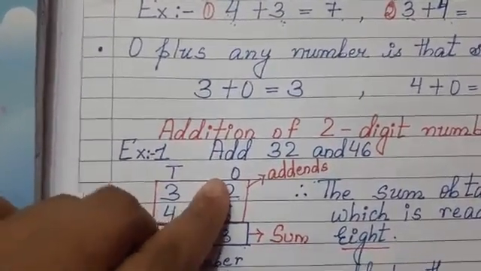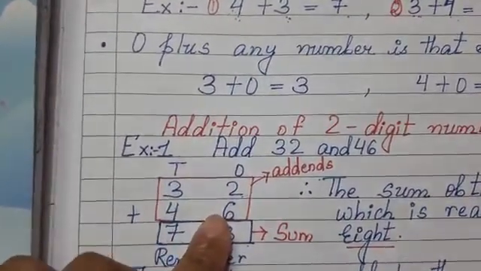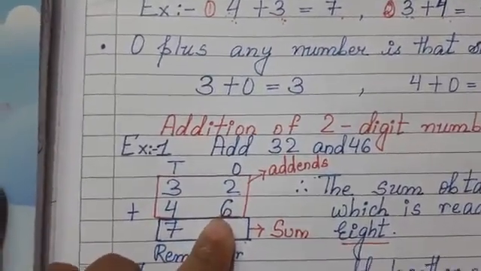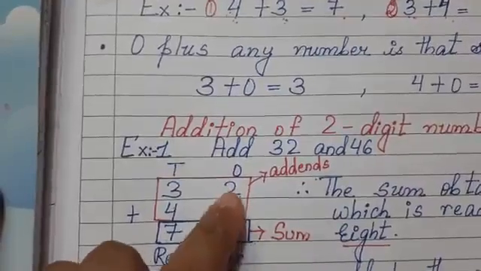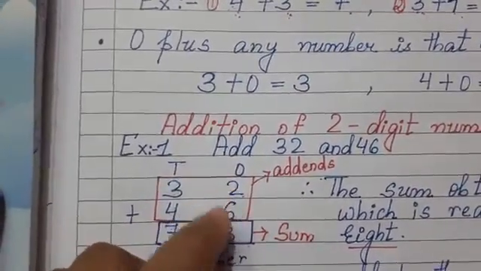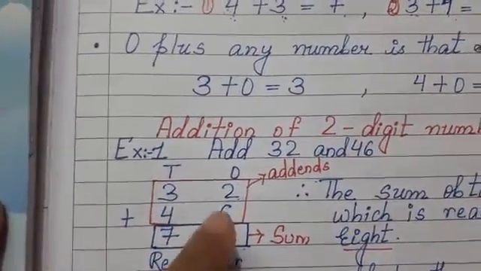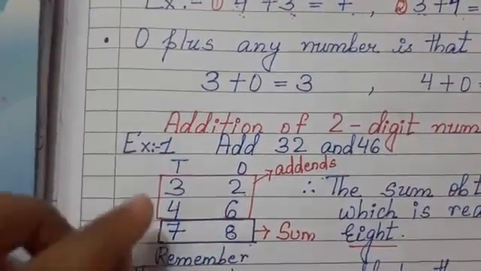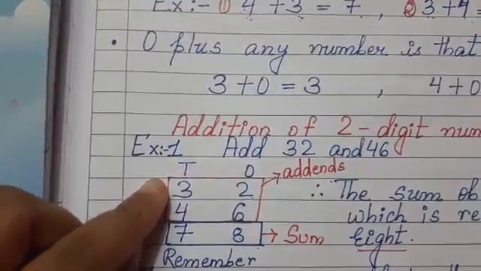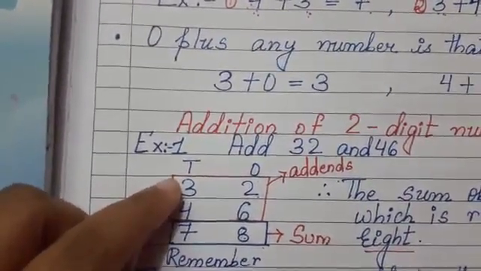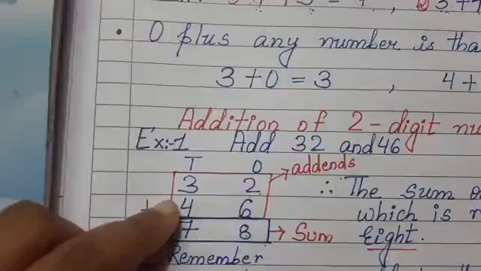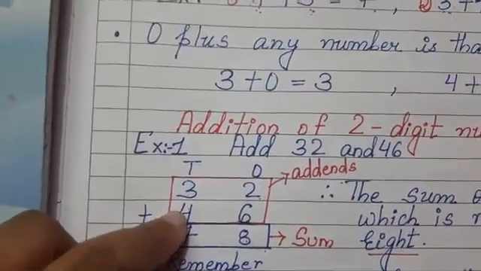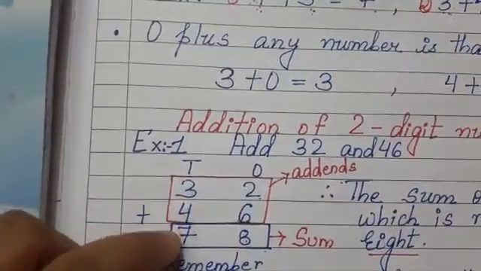So see children, in the ones place, what are the numbers present? 2 and 6 are present in the ones place. That means we will add these 2 numbers first. 2 plus 6, how much do we get? 8. So here we have got 8. Now we will add the numbers present in the tens place. 3 is present in the tens place and 4 is present in the tens place. So we are adding these 2 numbers. 3 plus 4, how much is it? It is 7. So 3 plus 4 is equal to 7.